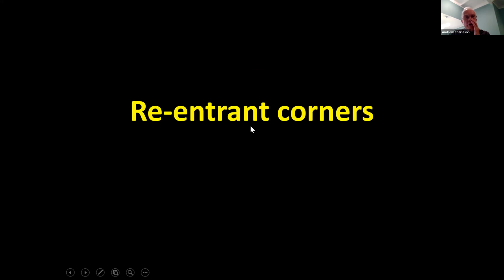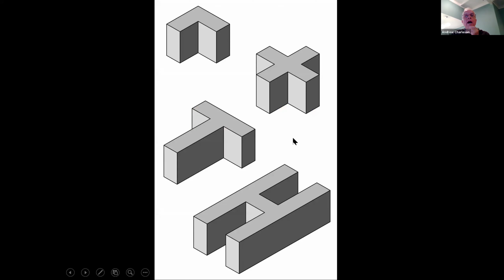The next type of issue regarding horizontal configuration are reentrant corners. This is a reentrant corner. This building has 2 reentrant corners. This one has 4: 1, 2, 3, 4 reentrant corners. And this has 4: 1, 2, 3, 4. Why are reentrant corners dangerous?